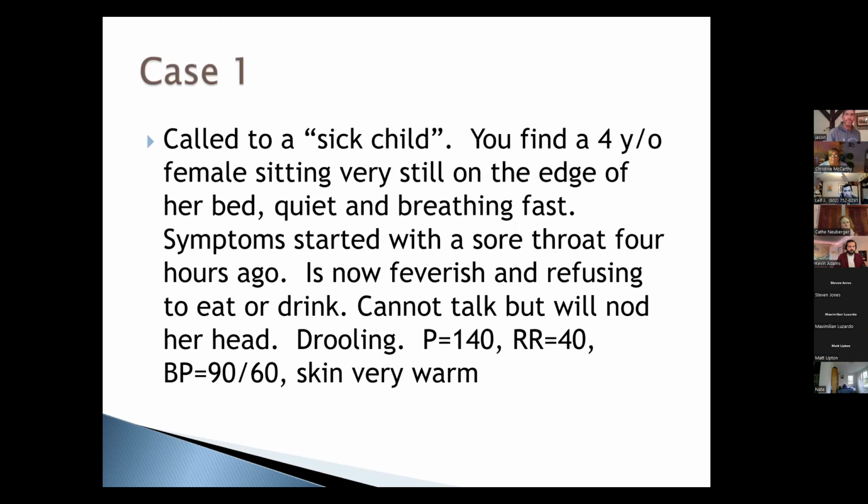So right off the bat here, just tell me what you guys think of this. You're called to a sick child. You find a 4-year-old female sitting very still on the edge of her bed, quiet, and she's breathing fast. Her symptoms started about 4 hours ago with a sore throat. She's now feverish, has a fever, and is refusing to eat or drink. She can't talk, but will nod her head, and she is drooling. Her pulse is 140, respiratory rate is 40, her blood pressure is 90/60, and her skin is very warm.